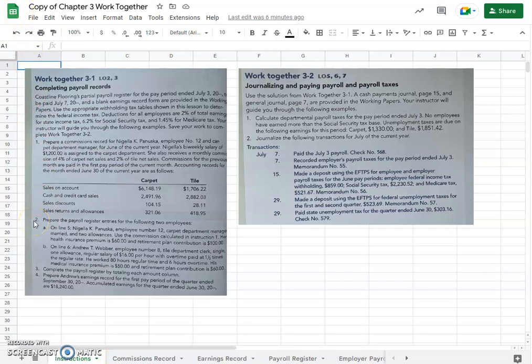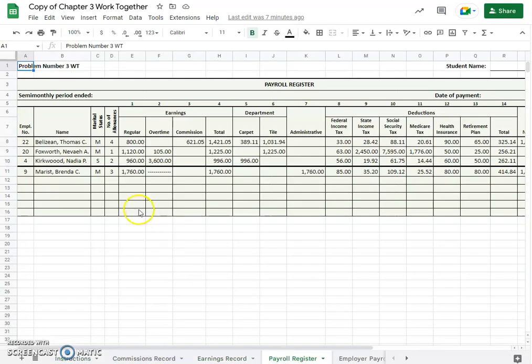The next thing we'll do is prepare our payroll register entries for Nigella and Andrew Weber. So we need to know that she's still the carpet department manager, married with 2 allowances. That'll be important for our federal income tax. Use the commission calculated in the previous instruction. And health insurance, $60, retirement plan contribution, $100. So we'll go over to our payroll register.